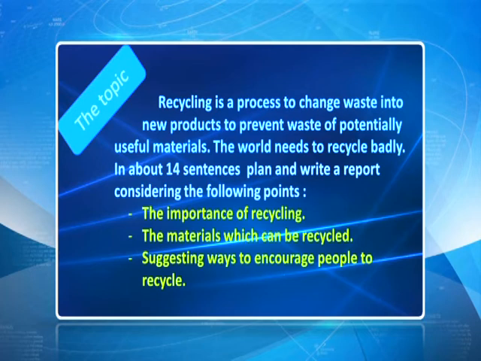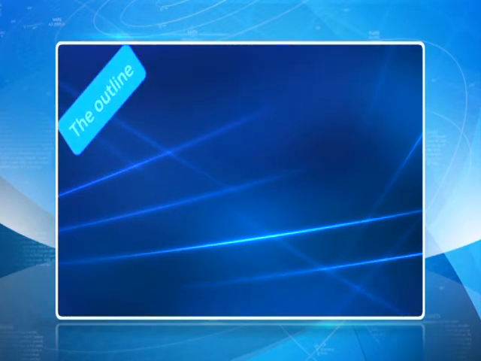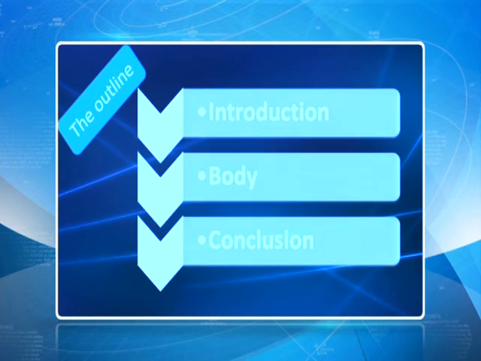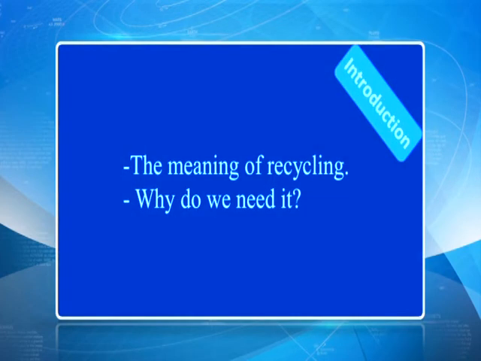So here are the points which will serve as ideas for you to structure your essay or assignment. The importance of recycling, the materials which can be recycled, and suggest ways to encourage people to recycle. So the outline will consist of 3 parts: introduction, the body, and the conclusion. In the introduction, you can define the word recycling, or you can also say why we need recycling.